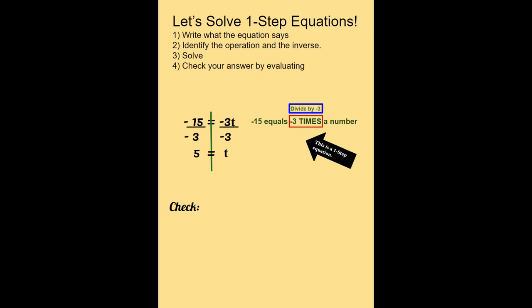Let's check to make sure this is correct. Start by writing the equation again. -15 equals -3 times a number. Now let's evaluate. Let's cover up the left-hand side this time. Read from the left, -3, and the value of t is 5. This is not -35. We need to show that it is times. In order to do that, we need to put in parentheses. Now, let's simplify. -3 times 5 is -15. And we're done with the right-hand side.